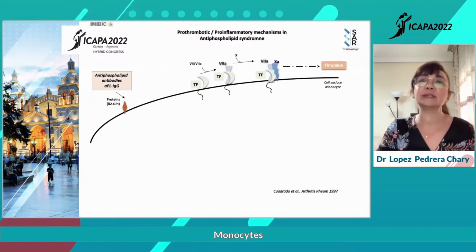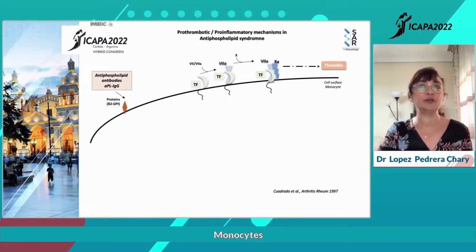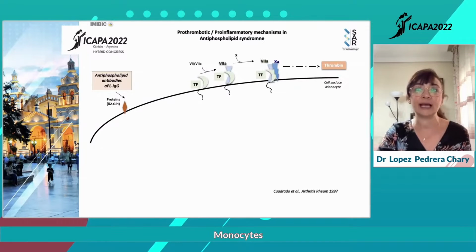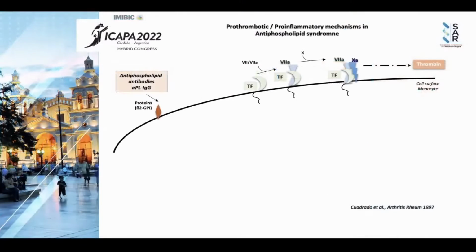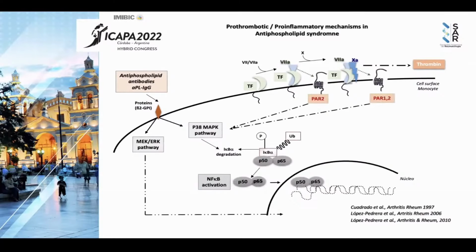Thereafter, the molecular mechanisms underlying the enhanced expression of tissue factor and the activation of monocytes in antiphospholipid syndrome patients were delineated by several studies. Thus, it was demonstrated that antiphospholipid antibodies induce the expression of tissue factor through the activation of MAP kinases and the nuclear translocation and activation of NF-kappa B in monocytes, in a process that is mediated by protease activated receptors PAR1 and PAR2, also expressed in APS monocytes.